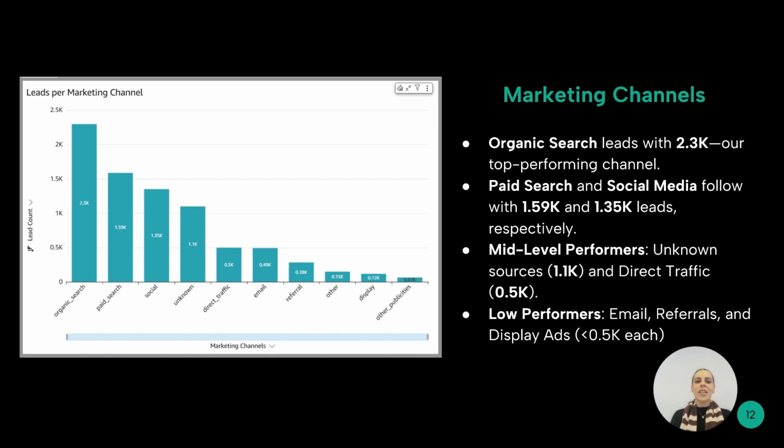Thank you, Santiago. Organic search with 2,296 leads, paid search with 1,586 leads, and social media with 1,350 leads are the top performing marketing channels, benefiting from strong visibility and effective targeting. In contrast, display advertising with 118 leads and other publicities with 215 leads are underperforming. The success of organic search highlights strong brand awareness, while paid search and social media demonstrate effective user engagement. To further improve, Mercado Libre should invest in SEO, enhance tracking systems, and address low-performing channels through A/B testing and refining the audience.